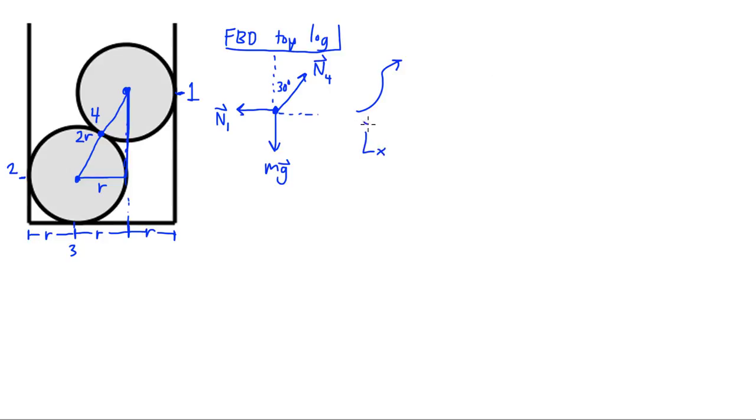So let's go x, y there. And of course these logs are not accelerating, so ax equals 0, ay equals 0, and we're all happy. So components now: for the top one, there's mg going down.